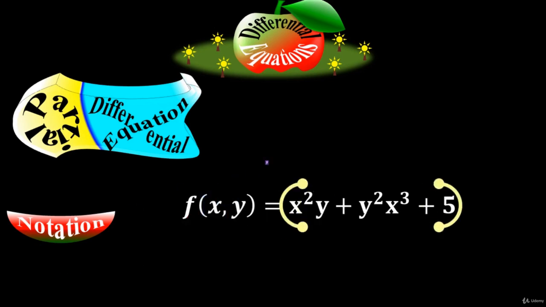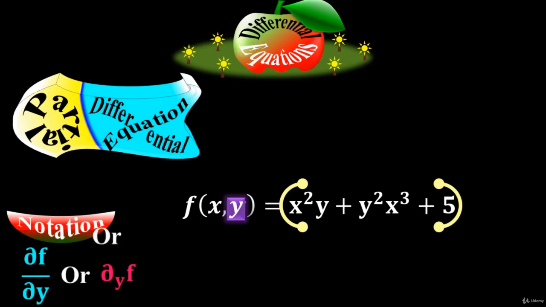And the same thing goes for y. If I differentiate this equation with respect to y, my derivative term will be partial f over partial y, or partial sub y times f, or f sub y, or partial to the y times f.